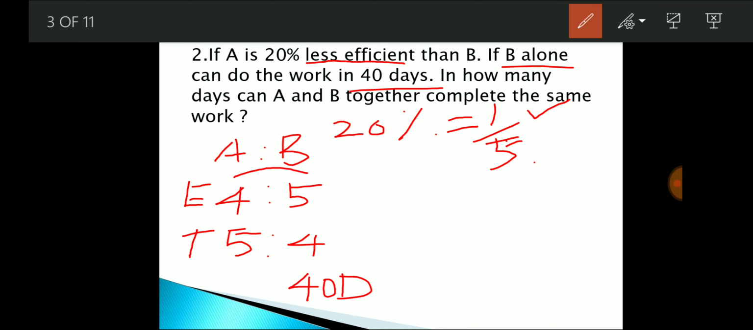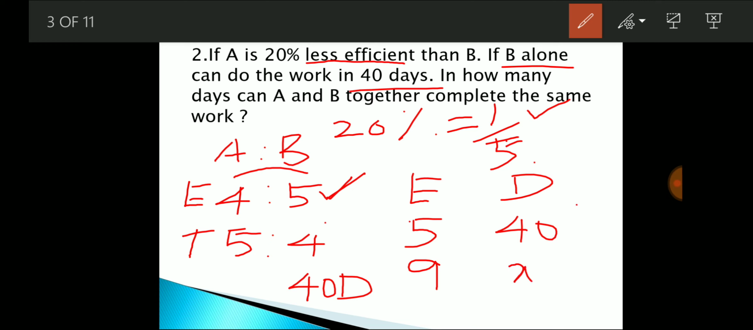If they work together, we know A and B together, their efficiency is going to be 9. But with 5 as the efficiency, that is B's efficiency is 5, since we know the number of days, I'm taking that. B with 5 as the efficiency can finish the work in 40 days. Then together, if they work, 5 plus 4, that's the efficiency, it's 9. 9 is the efficiency. How many days will they take to finish the work?